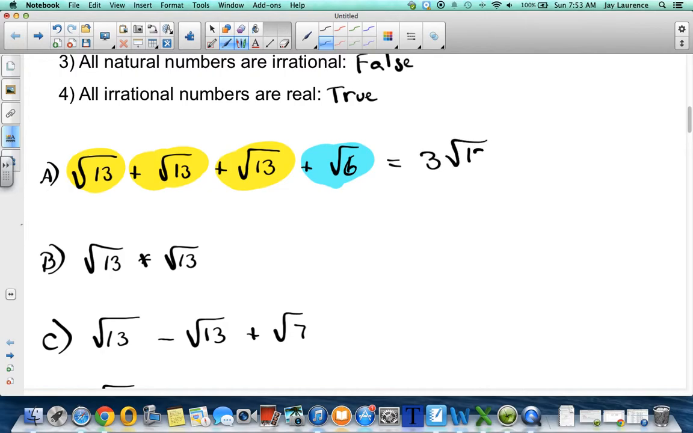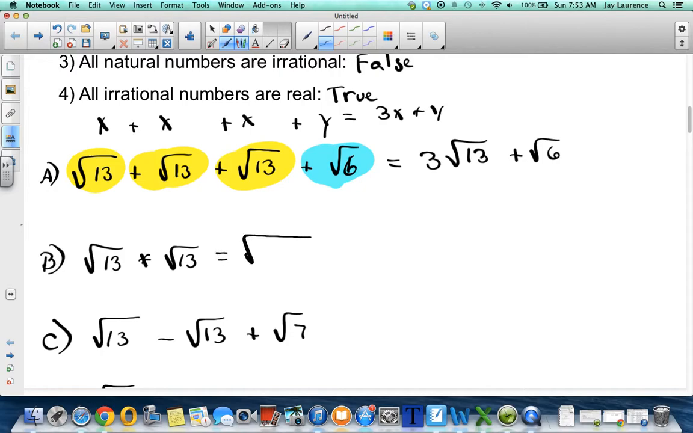Oh, 3 square roots of 13 plus rad 6. So I'm treating these like variables. If it was x plus x plus x plus y, well, that would be 3x plus y, right? I did the same thing. I treated them like terms.